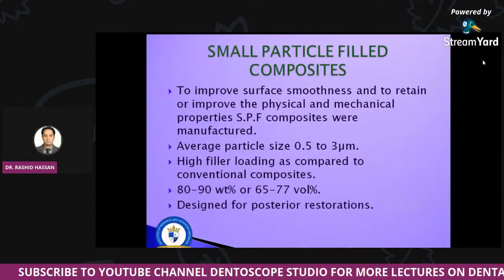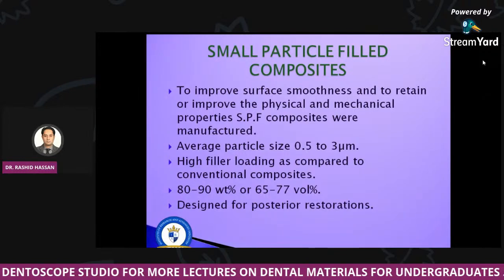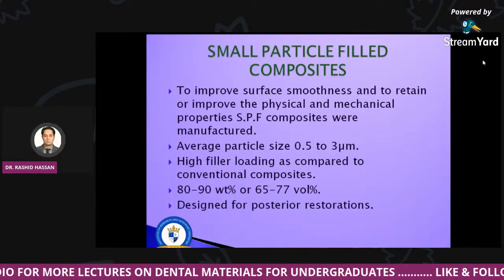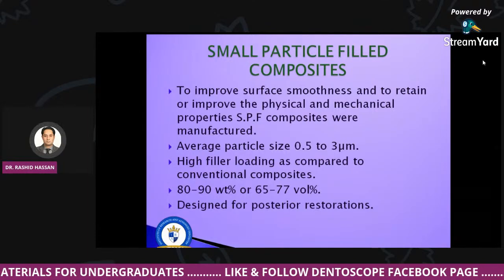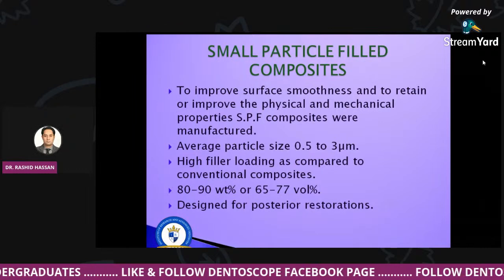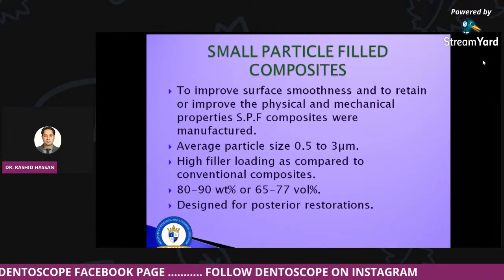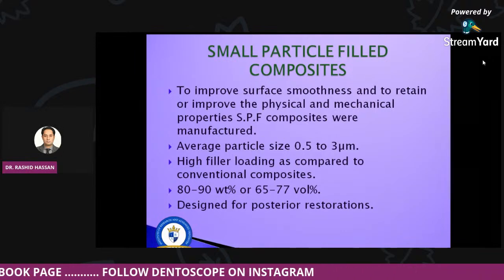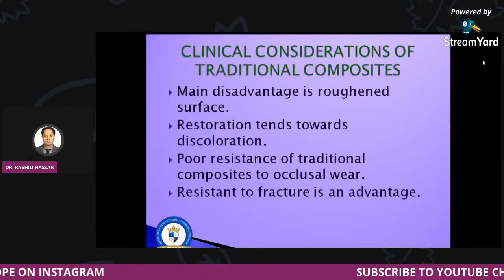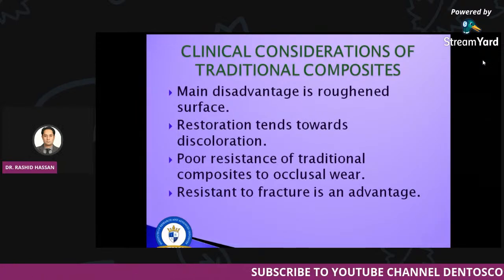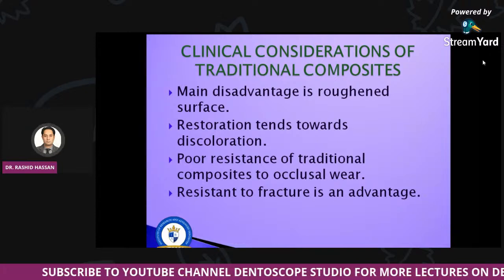Then the second important type of composite is the small particle filled composite, also called SPF composites. They were the composites introduced in the market only to improve the surface smoothness and to improve the physical and mechanical properties. But there were some disadvantages. These were the disadvantages of the traditional composite: it has a roughened surface and poor resistance to occlusal wear.